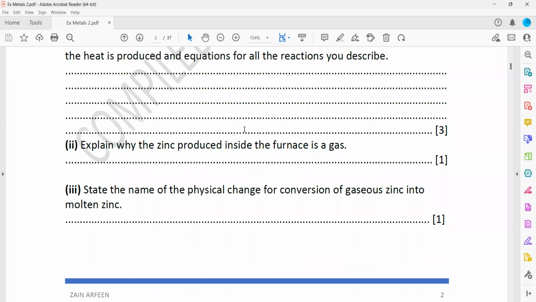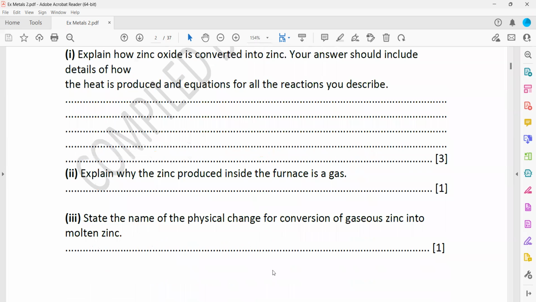State the name of the physical change when gaseous zinc converts into molten zinc. Like a gas turned into liquid, what do we call it? Condensation. So we call that condensation.